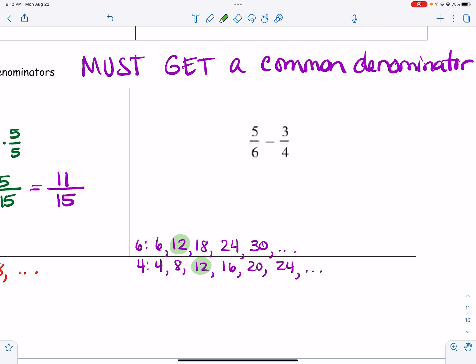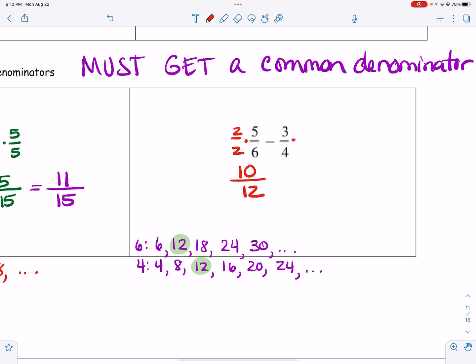However, you could use 24, okay? But I'm going to use the smaller number. So I say to myself, okay, how can I turn 6 into 12? Well, I'm going to multiply top and bottom by 2. So that gives me 10 twelfths.